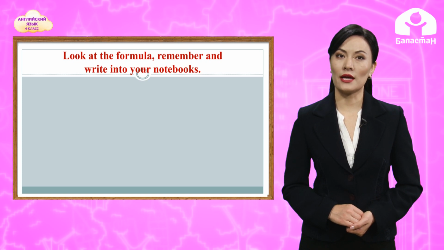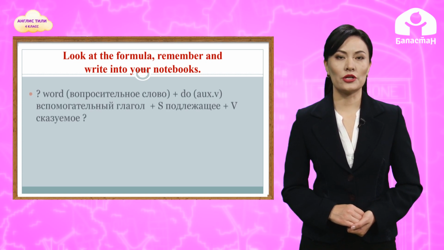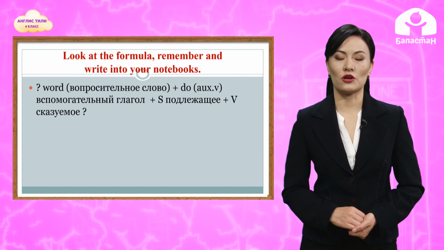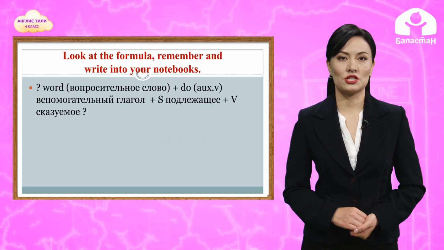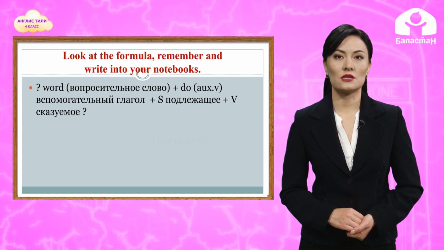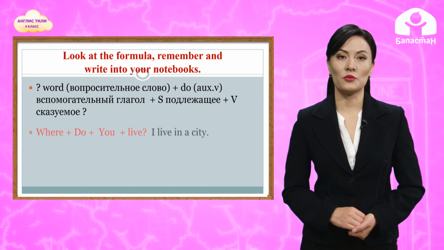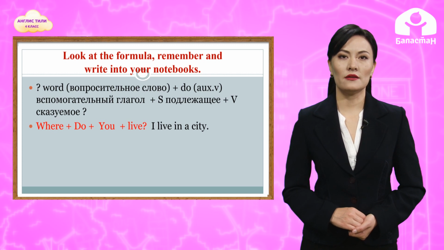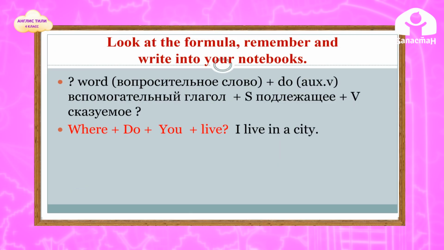Now look at the formula and remember. Question word, вопросительное слово, plus do, auxiliary verb, вспомогательный глагол, subject, подлежащее, verb, сказуемое. So you have the formula. Where do you live? Where is the question word. Do is an auxiliary verb. You is a subject. Live is a verb.